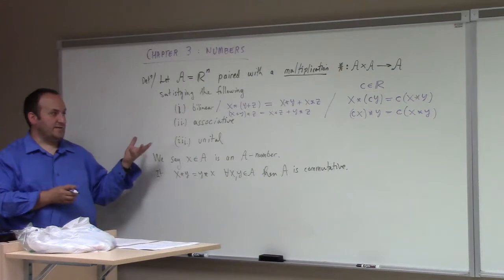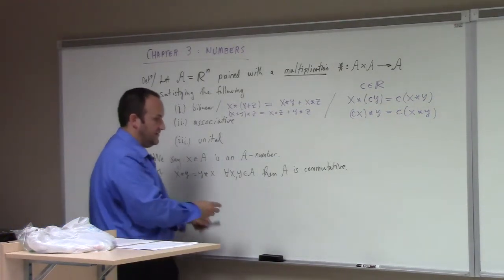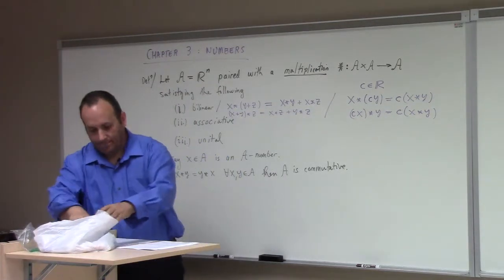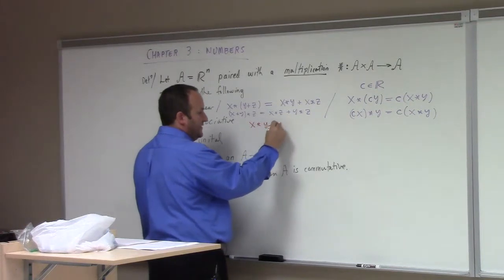The other thing we're assuming is that it's associative. What does associative mean? Can you guys tell me? So there we would have x times y times z makes sense, right?